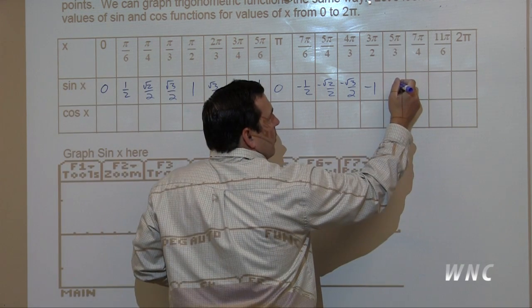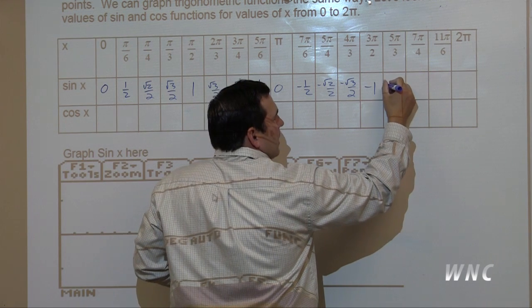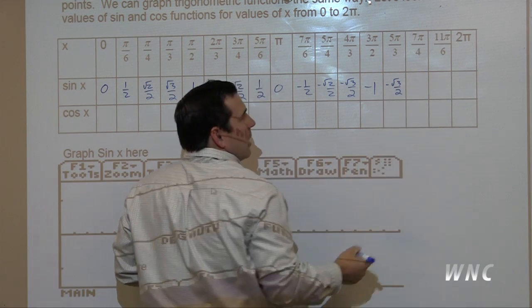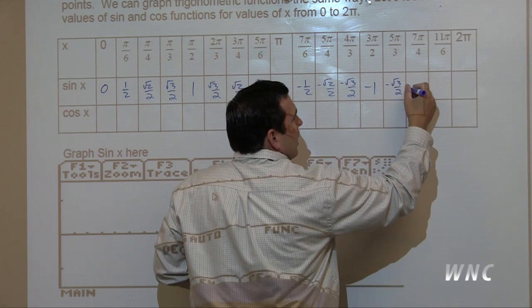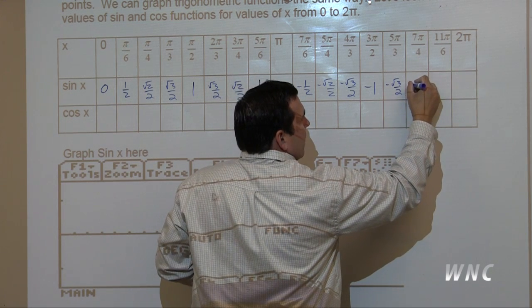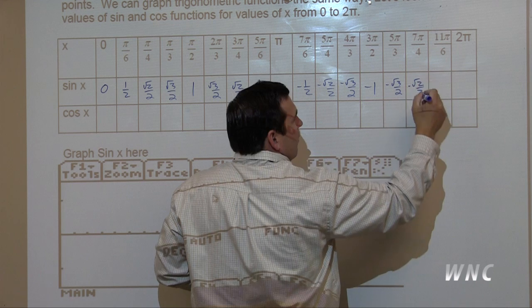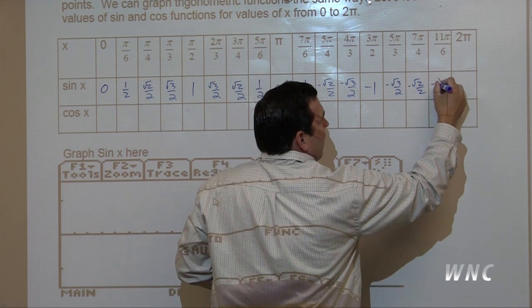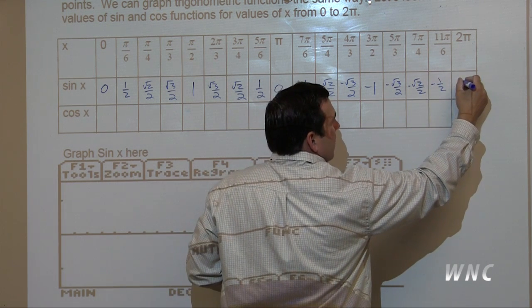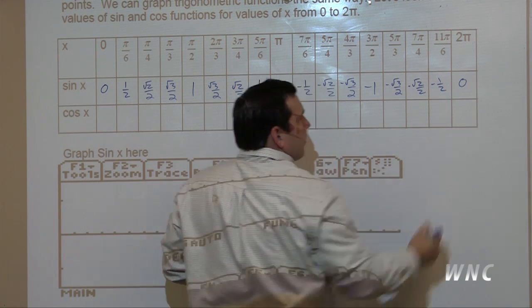Sine of 5 pi over 3 is negative square root of 3 over 2. Sine of 7 pi over 4 is negative square root of 2 over 2. And sine of 11 pi over 6 is going to be negative 1/2. And sine of 2 pi is going to be 0 again.